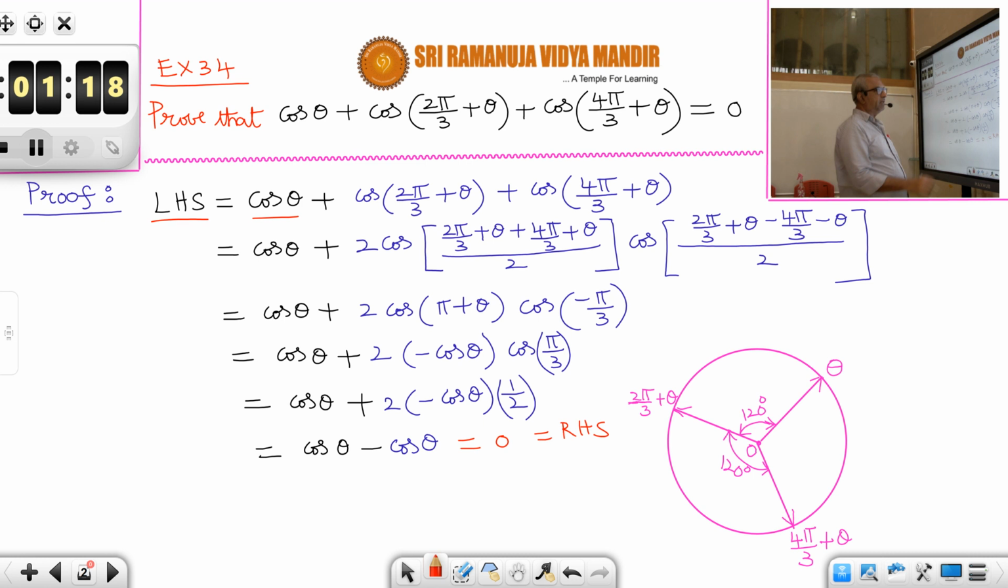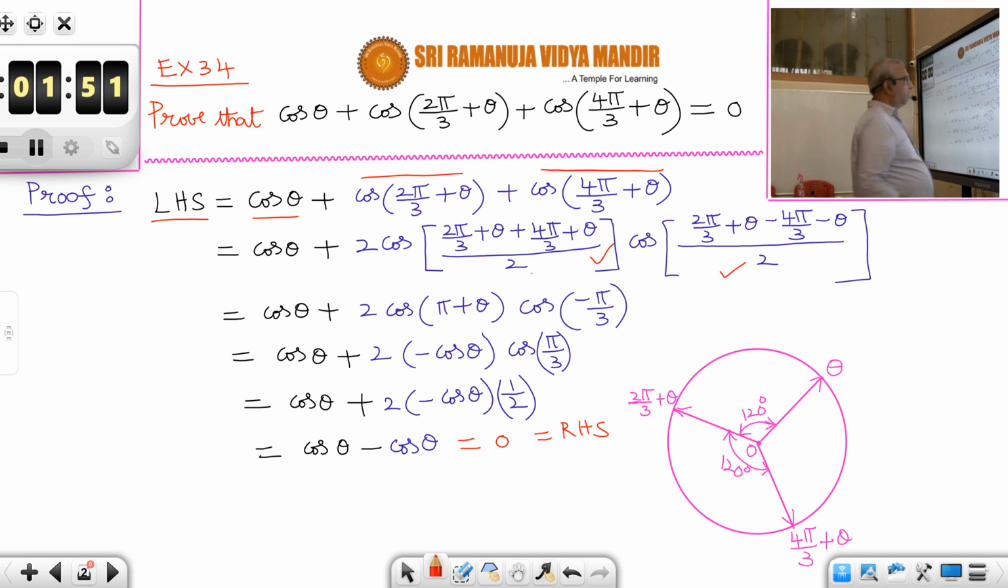For the second term and the third term, I apply the formula cos C plus cos D transformation. What is the formula? 2 cos((C plus D) by 2) cos((C minus D) by 2). So 2 cos of (2 pi by 3 plus theta plus 4 pi by 3 plus theta) by 2, and cos of (2 pi by 3 plus theta minus 4 pi by 3 minus theta) by 2.